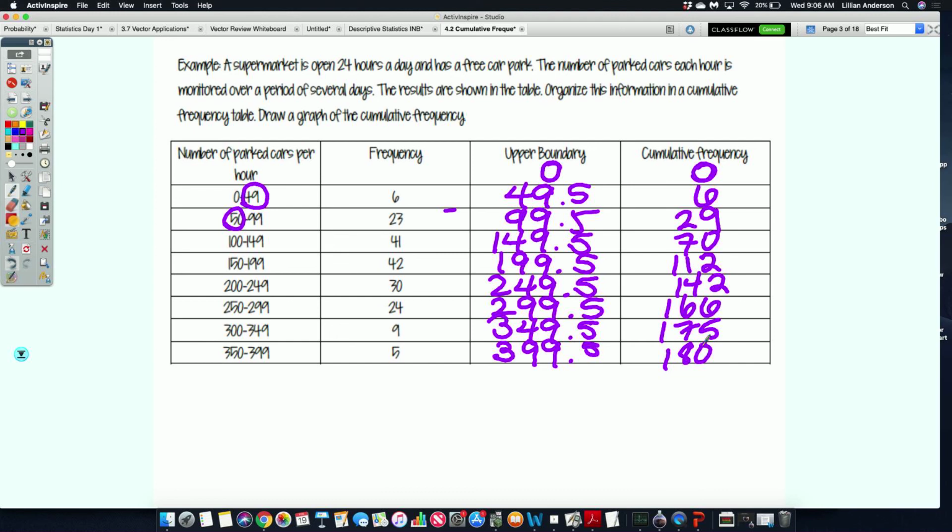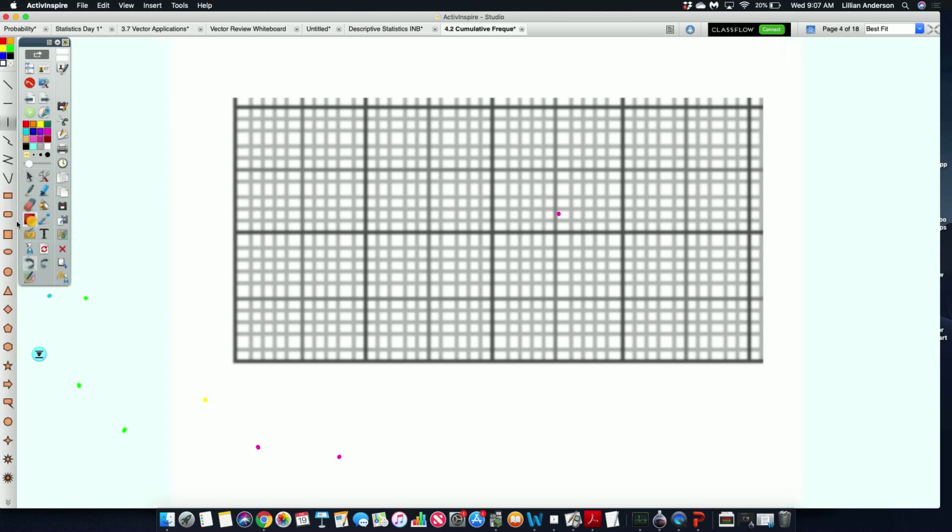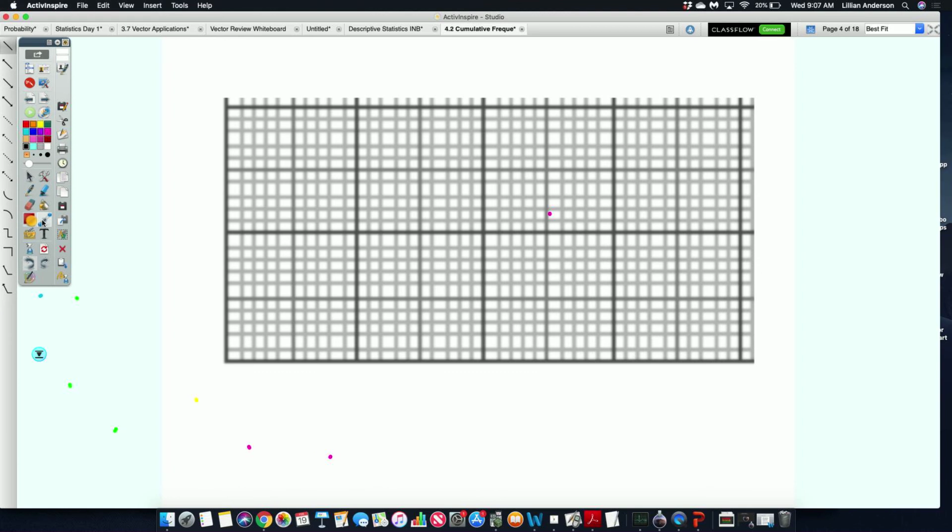And so what we've created here are basically our coordinates that we're going to plot to create our cumulative frequency curve. Okay? Any questions on that? So, let's go ahead and plot this cumulative frequency curve. Like always, we'll need X and Y axes here. So let's go ahead and draw that in. And how are we going to label that?